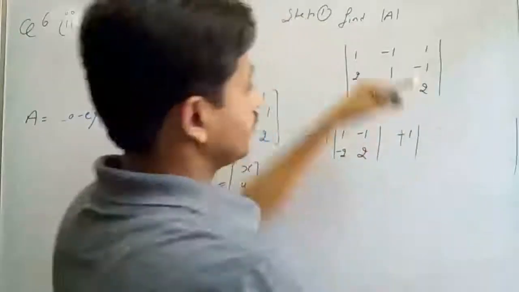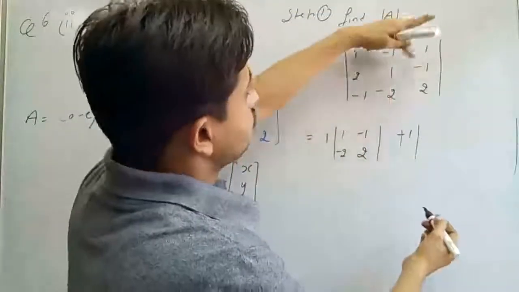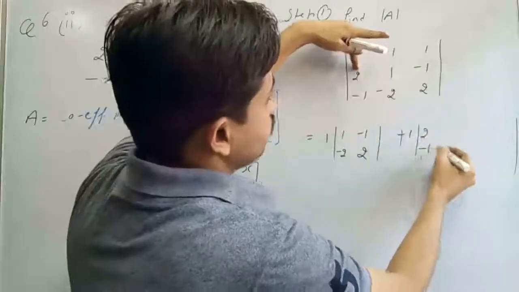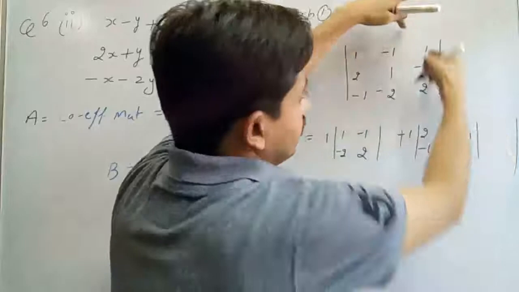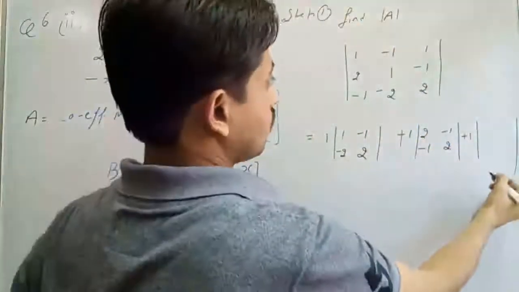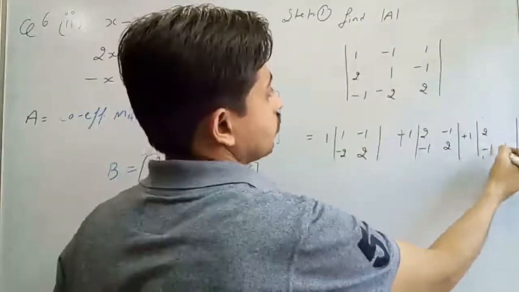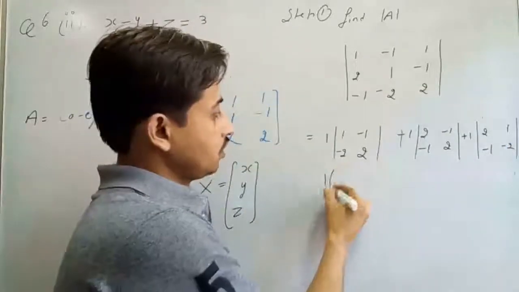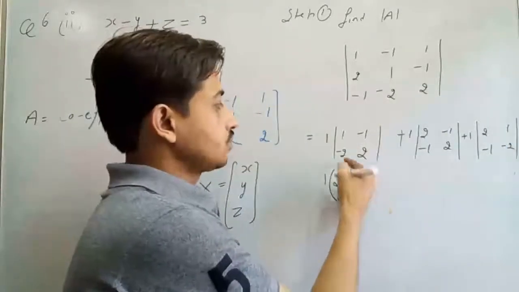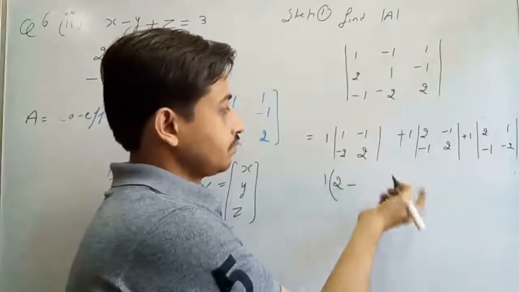Sorry, I am writing here. Second column, first row, we get 2, minus 1, minus 1 and 2. And this is positive one. Remove third column and first row, we get 2, minus 1, 1, minus 2. Now solve this. 1, 2 into 1, 2, minus 2 into minus 2 means 2.